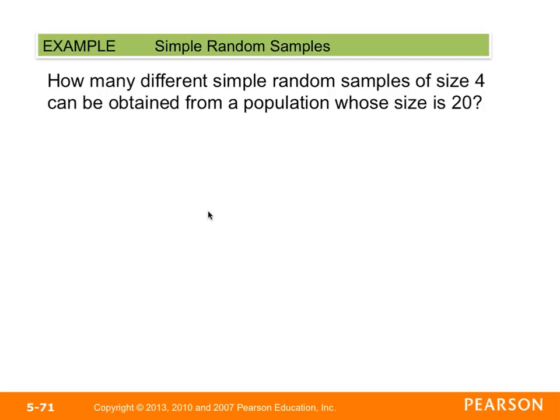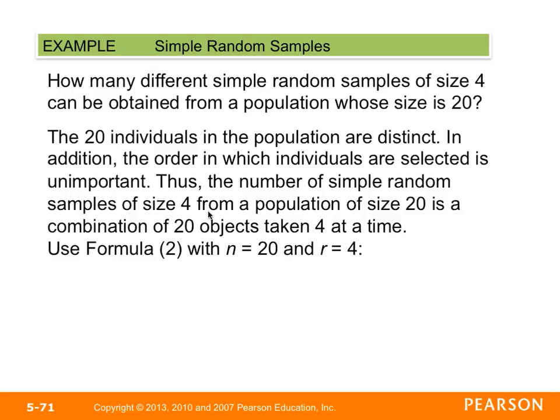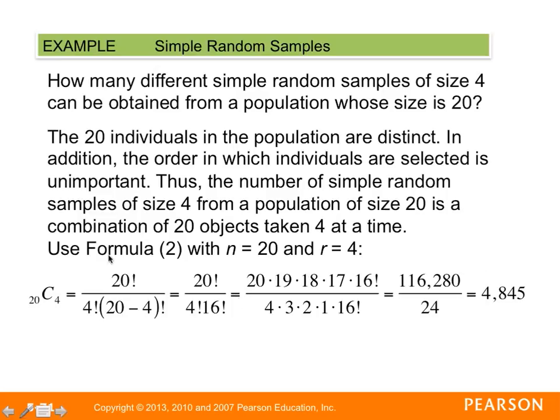So how many different simple random samples of size 4 can be obtained from a population whose size is 20? The 20 individuals in the population are going to be distinct, but the order doesn't actually matter. If you're chosen for the simple random sample, it doesn't matter if you're chosen first or fourth, you're still being chosen. So the number of simple random samples of size 4 from a population of size 20 is going to be a combination of 20 objects taken 4 at a time. Again, I would not recommend doing this the long way. But if you look at it, out of 20 objects or 20 people, we're choosing 4 of them.